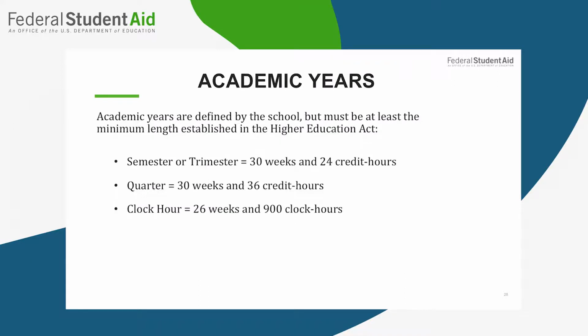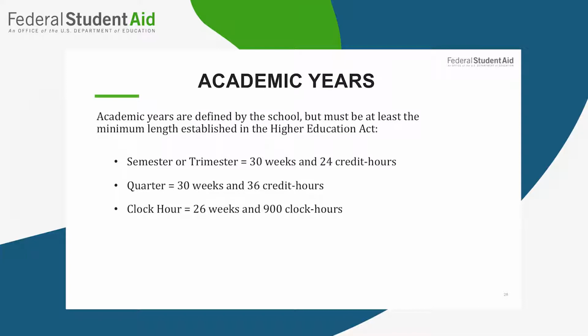Now, this is important because we have measures to show what the academic year needs to be. The academic years have to be defined by the school, but they have to be at least the minimum length established by the statute, by the Higher Education Act. And here are the minimum lengths. If you work at a semester or trimester school, your academic year for federal student aid purposes should be defined as 30 weeks and 24 credit hours in length. That's the minimum. It can be more.